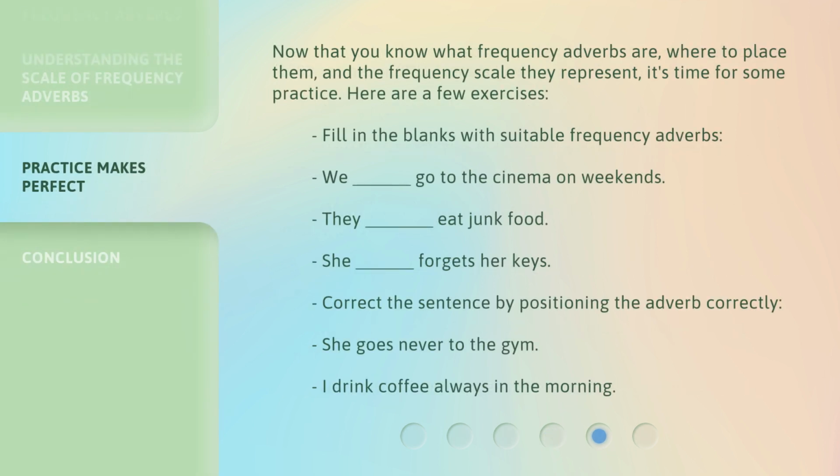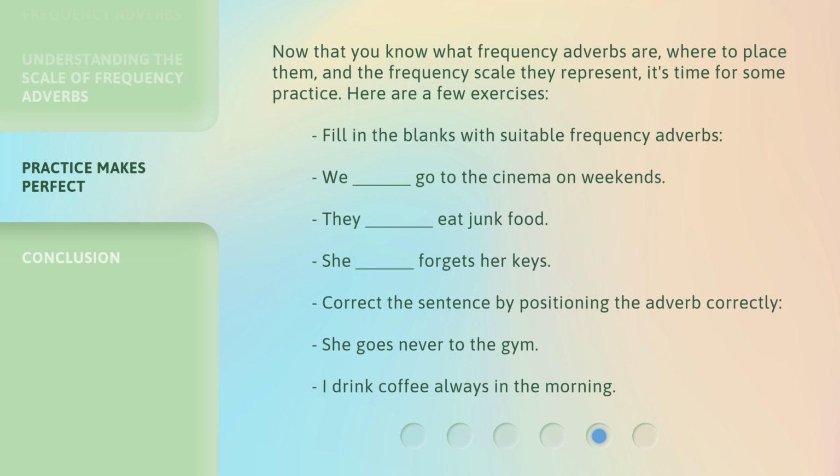Now that you know what frequency adverbs are, where to place them, and the frequency scale they represent, it's time for some practice. Here are a few exercises. Fill in the blanks with suitable frequency adverbs. We, blank, go to the cinema on weekends. They, blank, eat junk food. She, blank, forgets her keys.